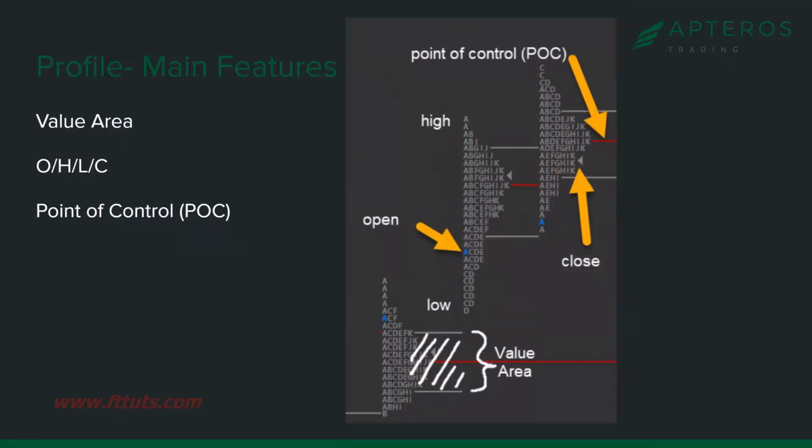The main features. We have our value area, right? I highlighted that down here. We have our open, which I told you about. The high and the low are obviously just the upper and lower extremes. And the close was that little arrow I told you about. The point of control is that red line. And again, the point of control is just the most traded price. Or technically speaking with market profile, it is the price at which we spent the most time. But those things are really interchangeable for all intents and purposes.